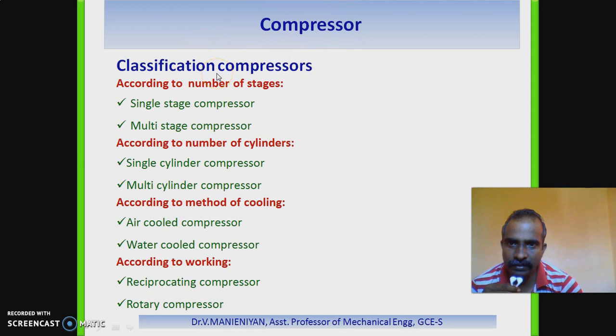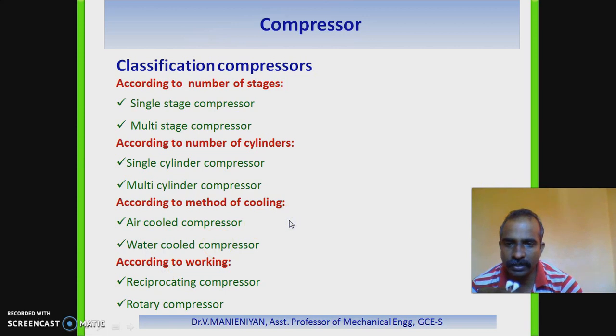There are a number of classifications of compressors. According to the number of stages, there are single-stage and multi-stage compressors. According to the number of cylinders, there are single-cylinder and multi-cylinder compressors. According to the method of cooling, there are air-cooled and water-cooled compressors. According to the working condition, there are reciprocating compressors and rotary compressors.